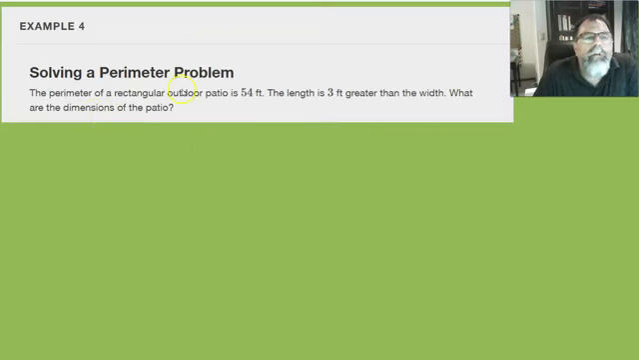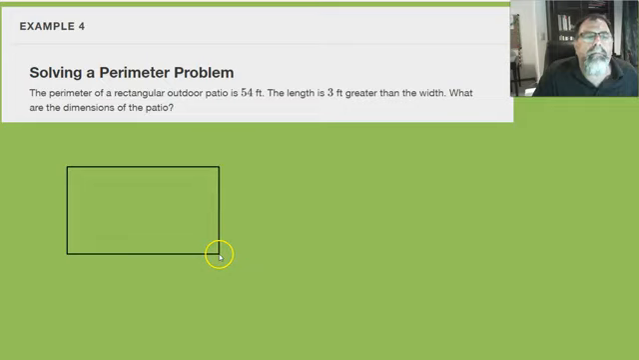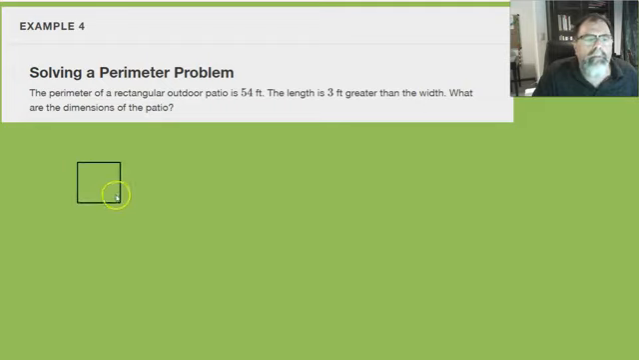Example 4, solving a perimeter problem. The perimeter of a rectangular outdoor patio is 54 feet. The length is 3 feet greater than the width. What are the dimensions of the patio? Alright, so let's start out making a drawing. We've got a rectangular patio.